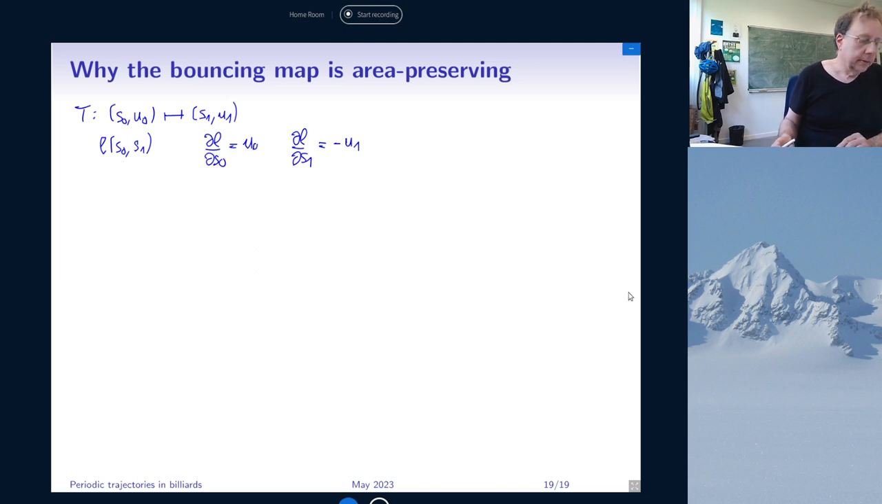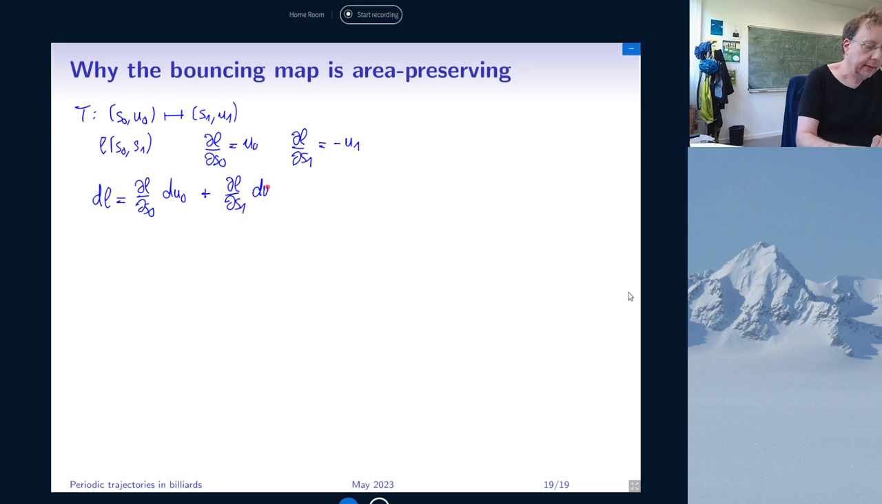Now, one way of writing this, and I'm going to use differentials, is that dL is dL over ds0 du0 plus dL over ds1 du1, with a minus sign here. Okay.